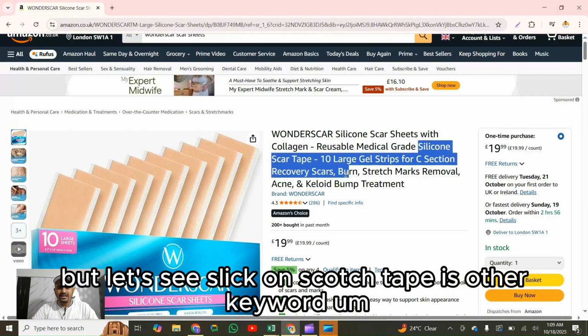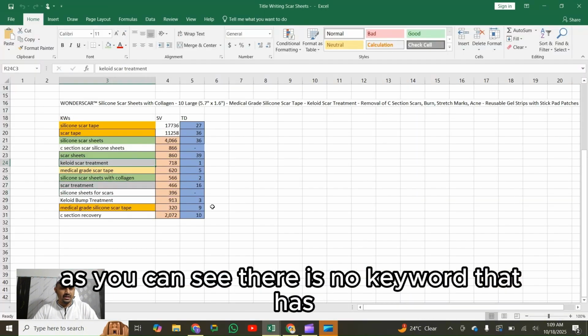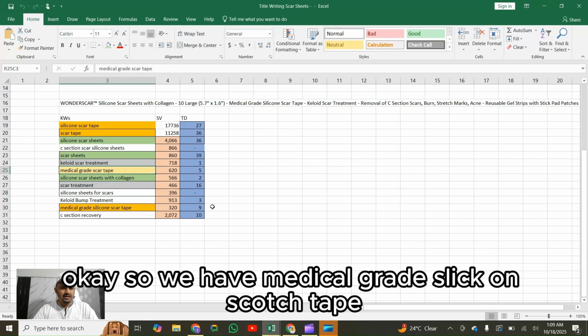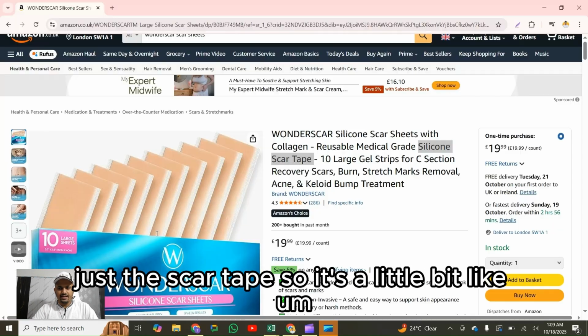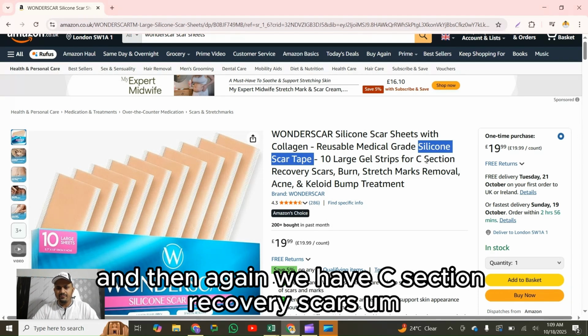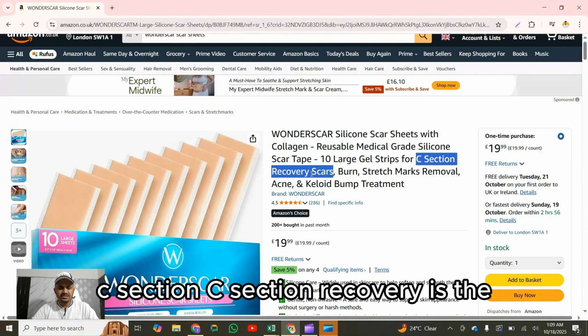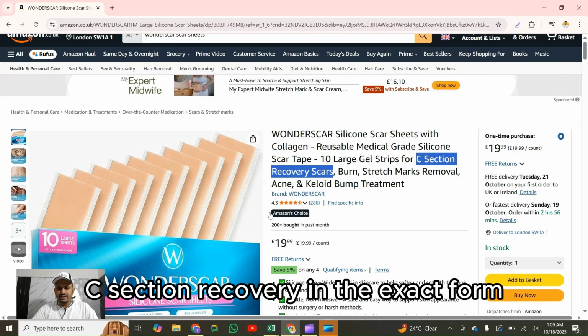But let's see, silicon scar tape is another keyword. We have medical grade silicon scar tape, but it's not exactly silicon scar tape, so it's a slightly changed version, not the exact form. And then again, we have C-section recovery scars. C-section recovery is the phrase here. As you can see, C-section recovery is in the exact form.